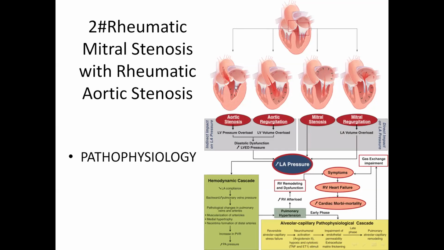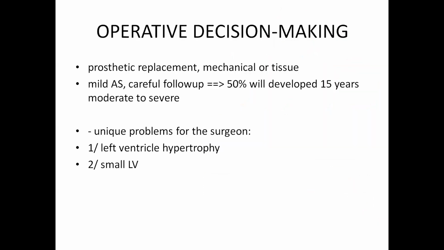And we will have a small, as we see here, small left ventricle cavity, and a non-compliant left ventricle also. All that, in combination with the mitral stenosis, will decrease the cardiac output and will also elevate the left atrial and pulmonary artery pressure. And for operative decision making, prosthesis replacement: we have to replace with either a mechanical or tissue valve.